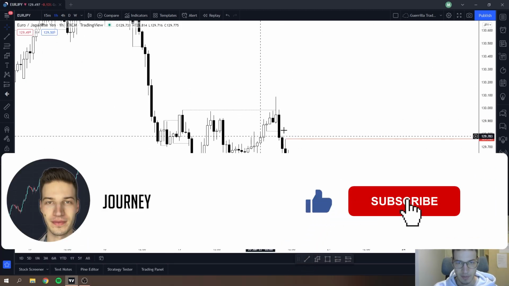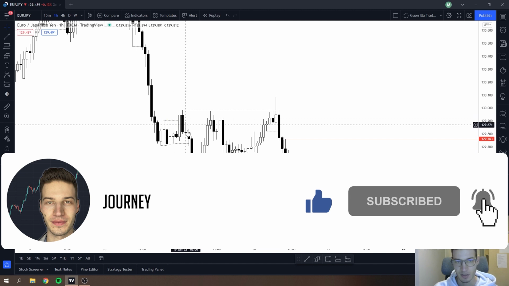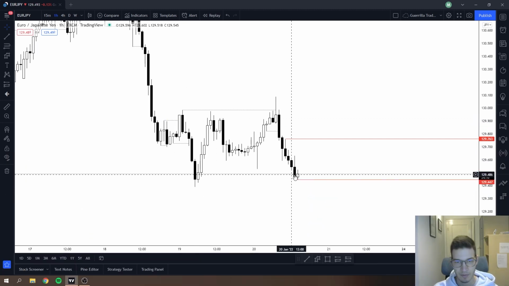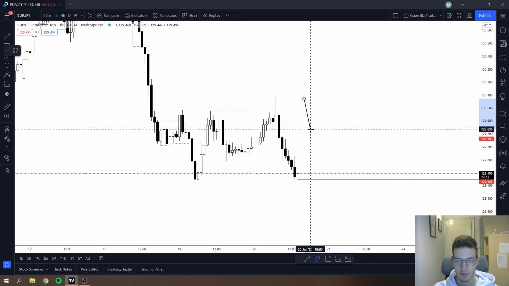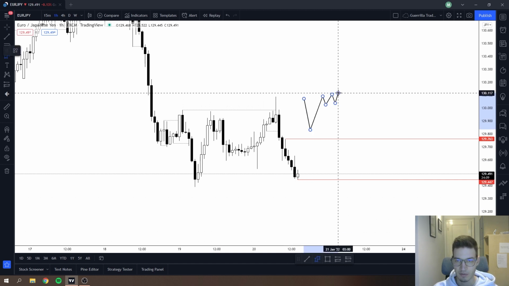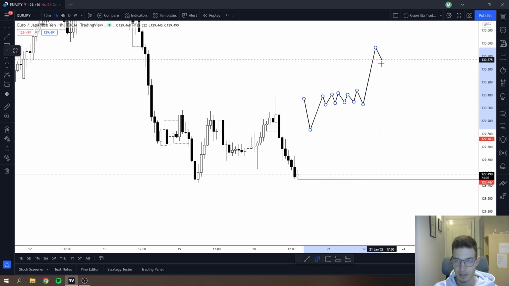What I'm seeing right here, I saw this V reversal. And when I see a V reversal, I'm expecting this pattern. I'm seeing a V, I want to see a range, and I want to see a nice big push to the upside.